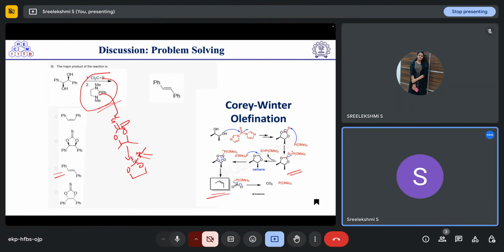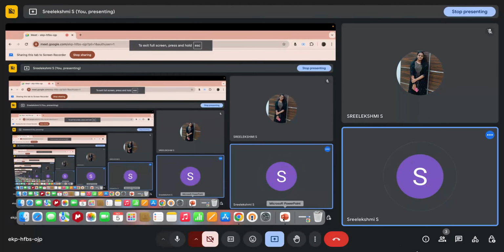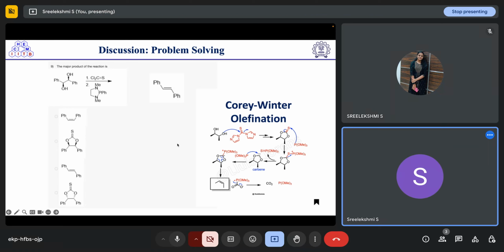Then what is happening here is that, as we know, this is the negative charge, and this sulfur and phosphorus will be bonded. So once this negative charge is here, this will leave out to form the carbene intermediate. So here also we will be getting this oxygen over here, and here this carbene intermediate is there. Once this carbene is there, again phosphorus will attack over that center, and we will be getting this intermediate. Then upon rearrangement we will be getting this alkene as the major product.